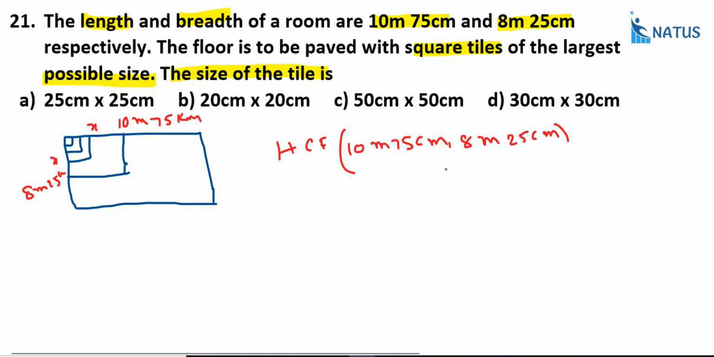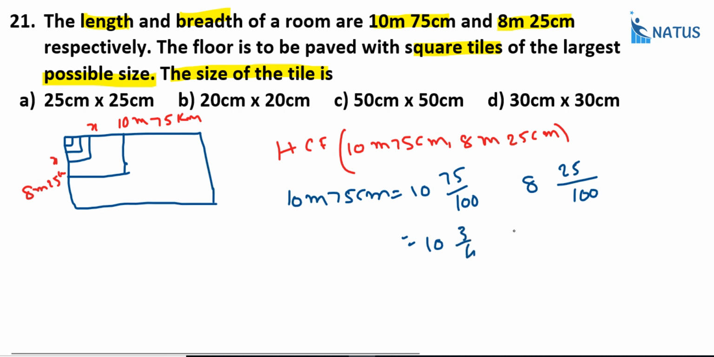See, here two ways are there. Either you convert these measurements into centimeters or convert them into meters. Better to convert into meters, that is the best one. Why? Because 10 meters 75 centimeters is equal to 10 meters and 75 by 100, converting centimeters into meters. 8 meters 25 centimeters, so 25 by 100. So this is equal to 10 3 by 4 and this is equal to 8 1 by 4.